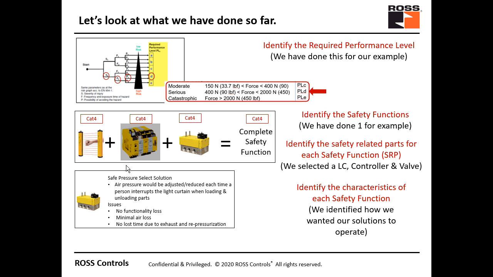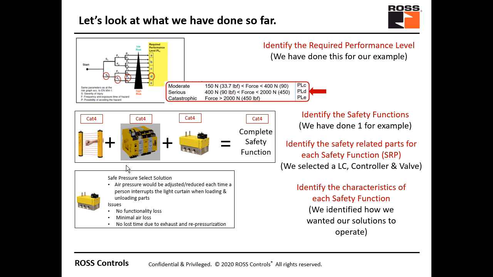So what we've done so far is we did a risk assessment. We identified the required performance level. We identified the safety function: light curtain, controller, and valve. And we identified the pieces that we want to use. And then we also identified the characteristics of how we wanted this thing to operate. As we said, we want to switch from high pressure to low pressure when we interrupt the light curtain. When we come back out of the light curtain, we want to go from low pressure to high pressure. Okay, so we've identified our functionality.